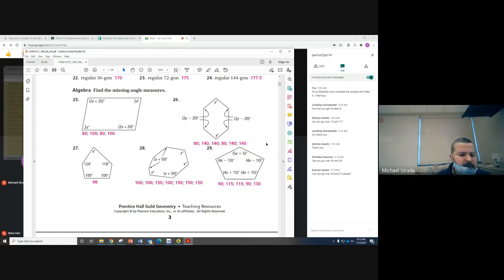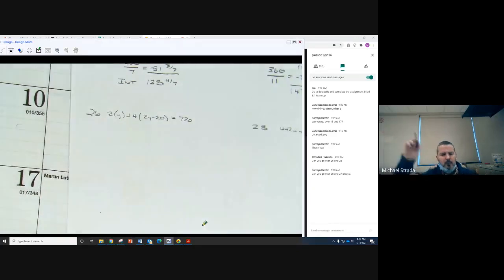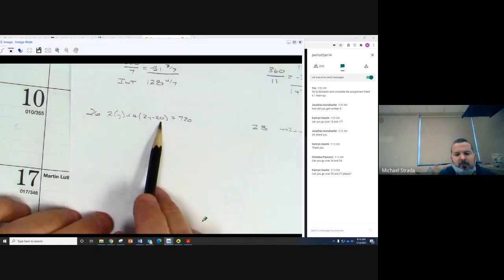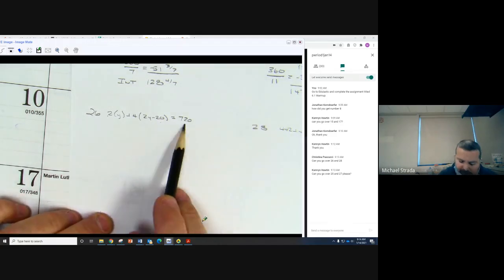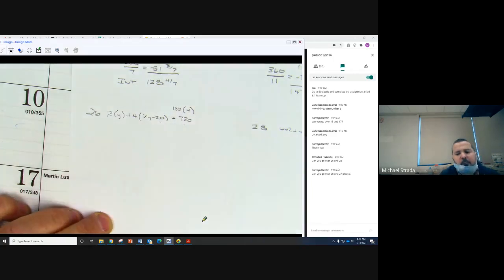And then 27 is a pentagon. So 1, 2, 3, 442 plus x equals 5. All right, in number 26, we got a hexagon. 2 of the angles measure y, 4 of the angles measure 2y minus 20, and it's a hexagon, so it's 180 times 6 minus 2, which is 4. 180 times 4 is 720.